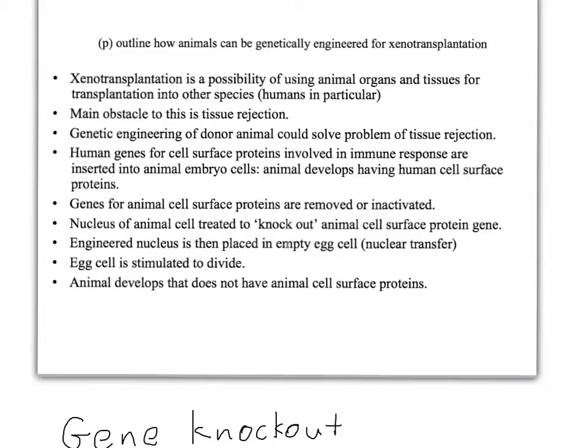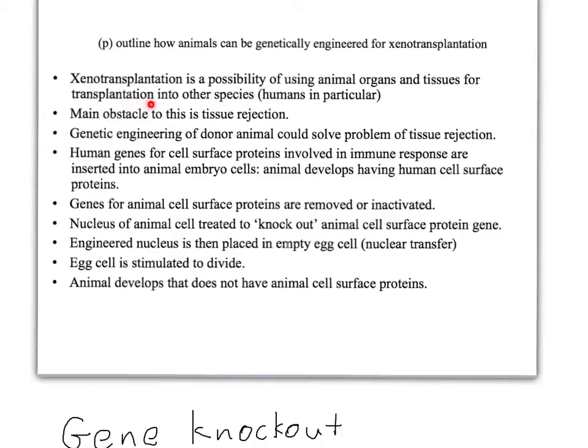firstly, xenotransplantation is the idea that we could use animal organs and animal tissues to transplant into humans. There is a tremendous shortage of transplant organs for the donor service, so things like kidneys and livers.